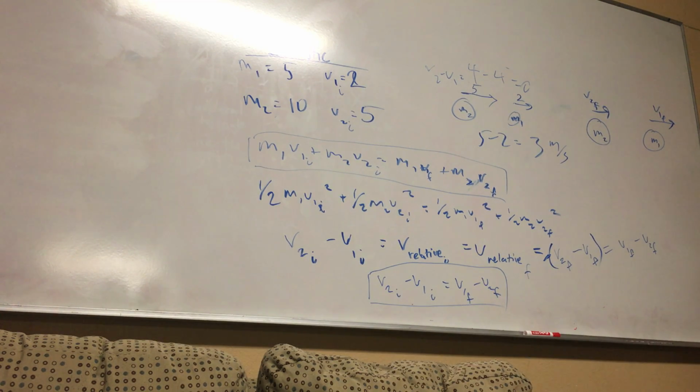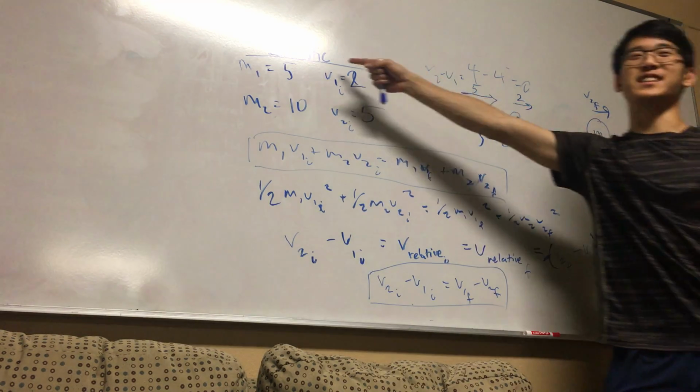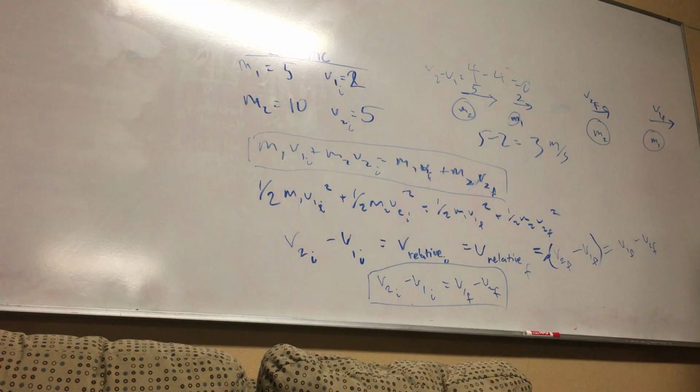Wait, in an elastic collision, can one of the objects go backwards? Yeah, it can. If it goes backwards, would that change the property of relative velocity? No, because you would have one going in negative velocity. It will not change. It's still going to be V1 final minus V2 final.